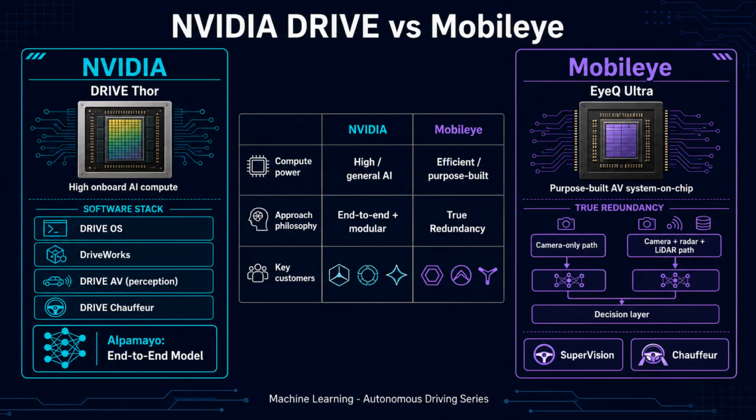Mobileye, majority owned by Intel, takes a different approach with their true redundancy architecture. They build two largely independent perception subsystems, a camera-only system and a radar and lidar system. Because each can perceive the scene on its own, a failure or blind spot in one does not propagate to the whole vehicle. Their IQ family of chips supplies the onboard compute. Mobileye offers two product tiers: supervision for advanced driver assistance and chauffeur for full autonomy. Most traditional automakers partner with one of these two platforms rather than developing everything in-house.